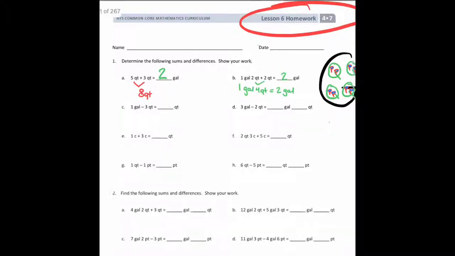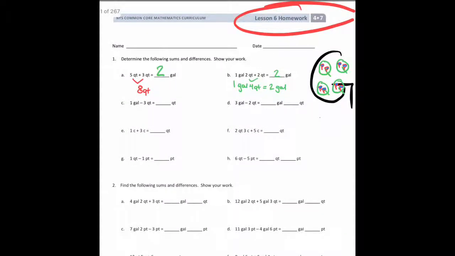All right, number 3, we have 1 gallon minus 3 quarts. Well, if we look over at our big G, if you took away 3 of those quarts, all that's going to be left is 1 quart.